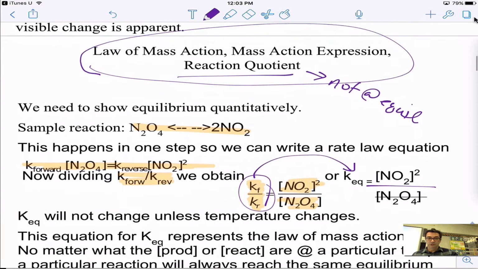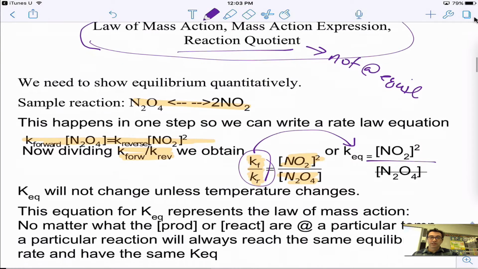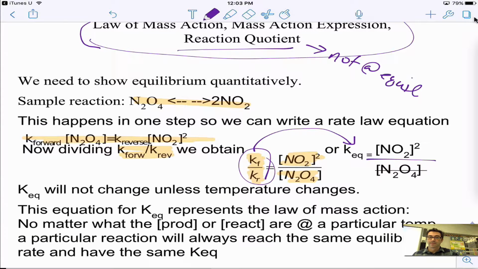Now, just like a rate law constant, you can't change it unless you change the temperature. And what ends up happening is we call this the law of mass action. Basically what this says is that if you have a specific temperature, the ratio of products over reactants at that specific temperature will always be held at the same number. It won't change. You'll have the same equilibrium constant unless you change the temperature.